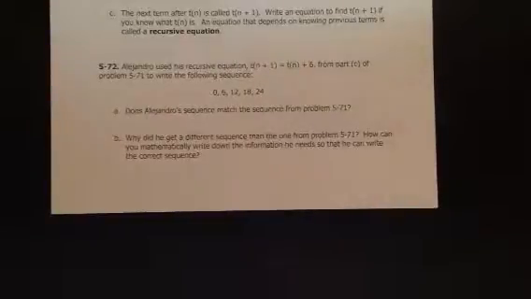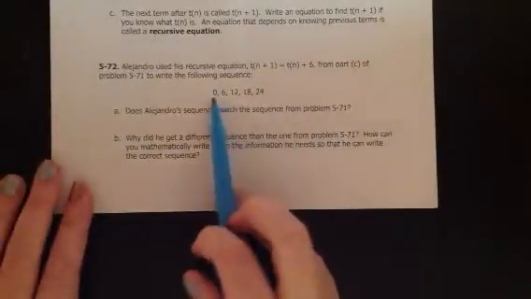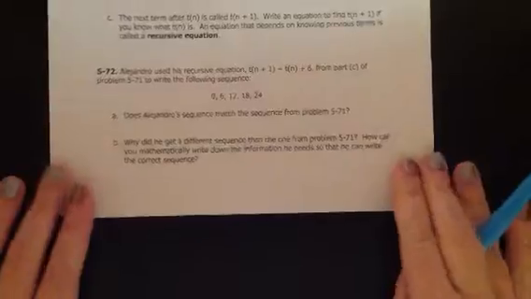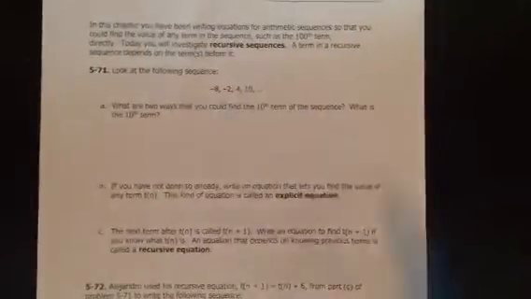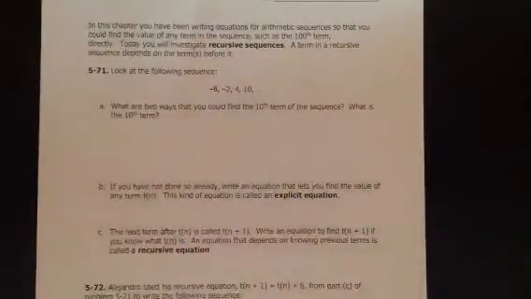This is problem 5-72. Alejandro used his recursive equation t of n plus 1 equals t of n plus 6 from part C of problem 71, so the problem right above it, to write the following sequence: 0, 6, 12, 18, 24. Does Alejandro's sequence match the sequence from problem 5-71? So we're going to compare this sequence. Are these numbers and sequence the same as this sequence that they did before?